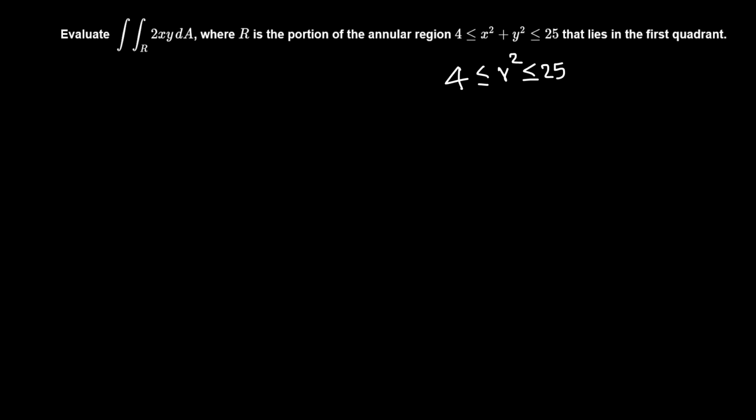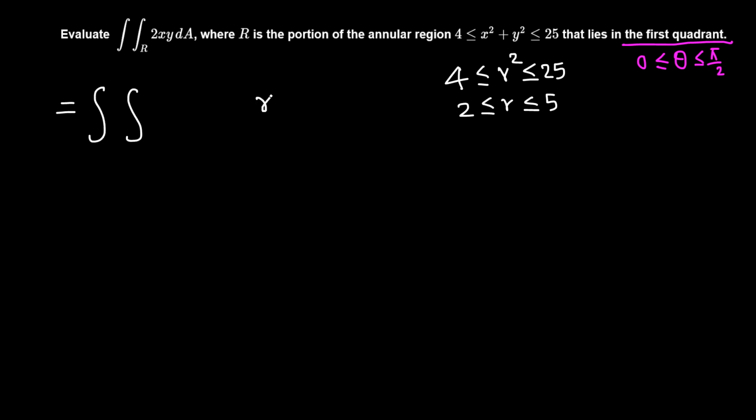And in the first quadrant means the angle goes from 0 to pi over 2. Okay, and everything positive, r is always positive. We can take a square root on all three sides, so 2 to 5. Okay, we don't have to even draw the region.